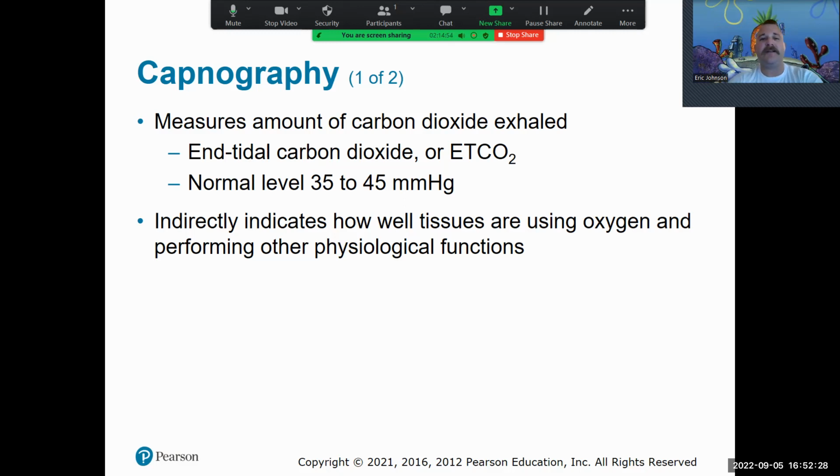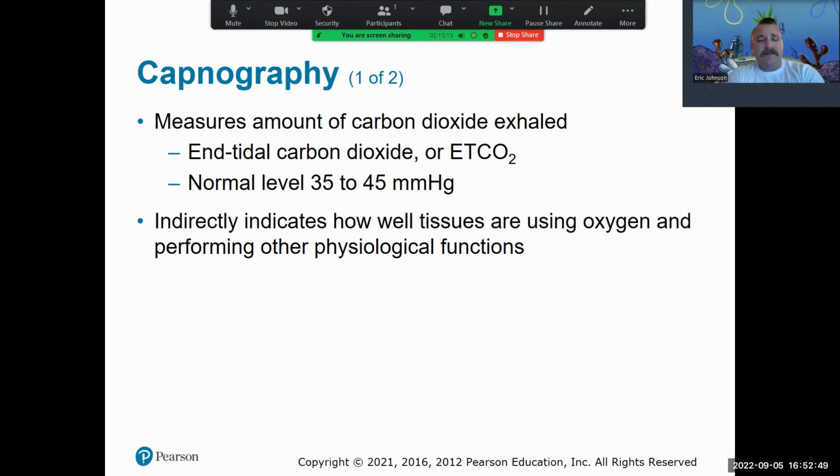End-tidal carbon dioxide, or end-tidal CO2, measures how much carbon dioxide we're breathing off. The normal levels that we're looking for are 35 to 45. If we fall below 35, it usually means that we're retaining, and that can mean a whole number of different things. If it's over 45, it means that we're typically blowing off too much.